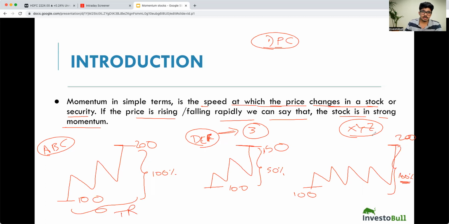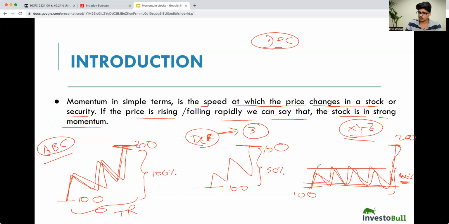If you want to give the momentum rank for the remaining two stocks, ABC and XYZ, we need to find out the speed at which the price moved in these two stocks. Here you can clearly see ABC stock is in strong momentum, just by seeing the graph. Compared to XYZ, there is a strong momentum and it is in a strong uptrend and it has gained 200.